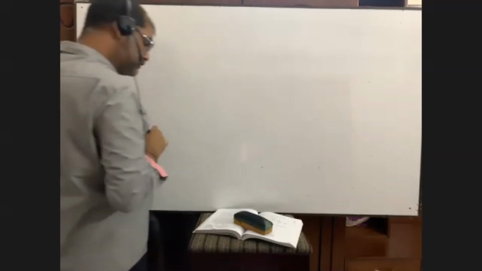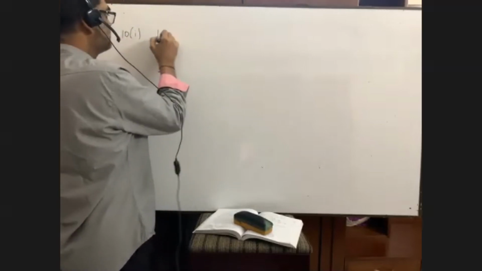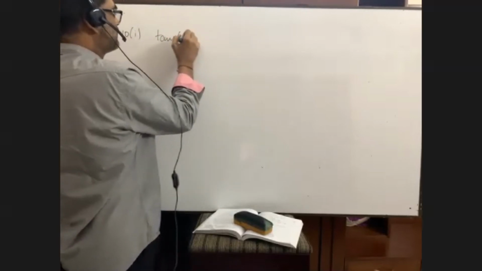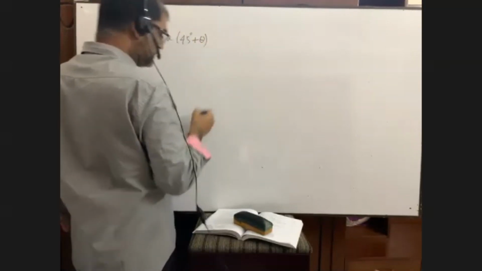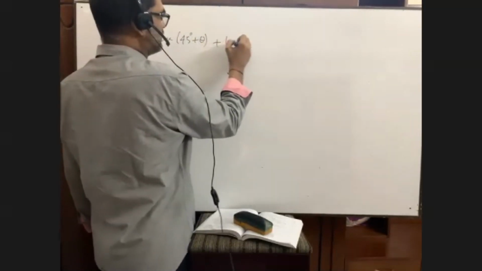Now go to question number 10(1). You see the question: tan of 45 degree plus theta plus tan of 45 degree minus theta.